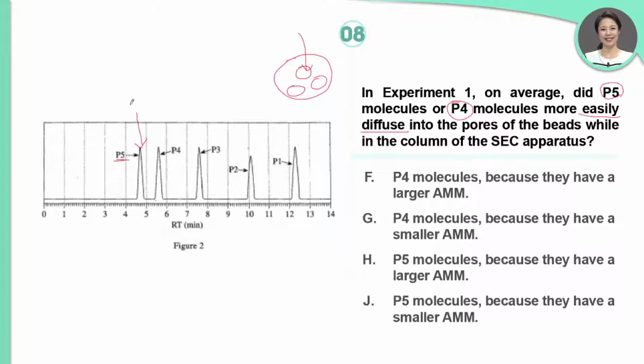P5 exits the column at close to 5 minutes, and P4 exits the column at around 5.5. That means P5 took less time to exit the column. It was a little bit bigger than P4. So which one was more easily diffused? P4. It was a little bit smaller than P5, so it diffused into the pores a little more easily, and it took more time to exit the column. So you have to say P4, because they ask larger or smaller. You have to say smaller. So the answer is G.